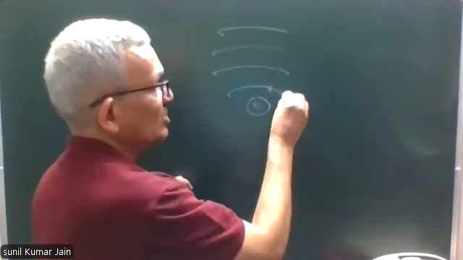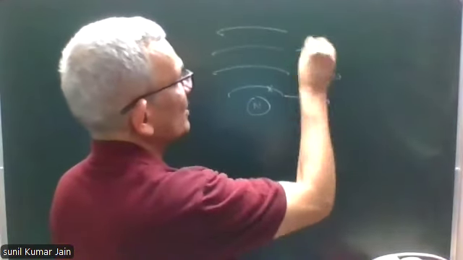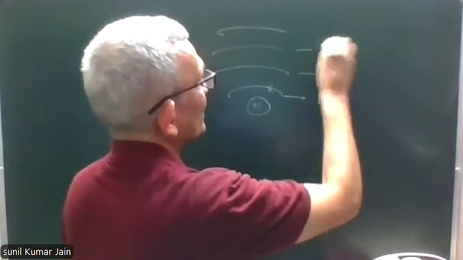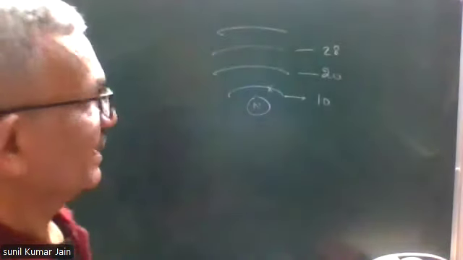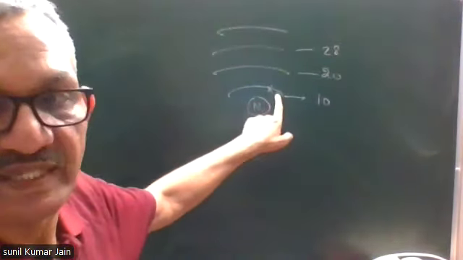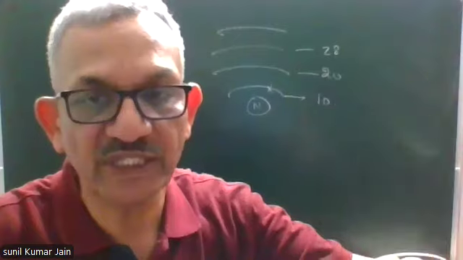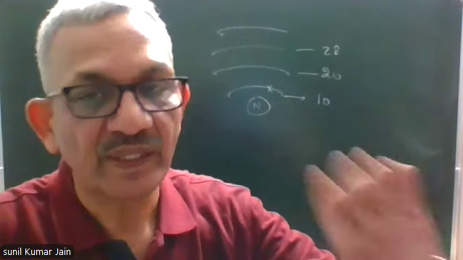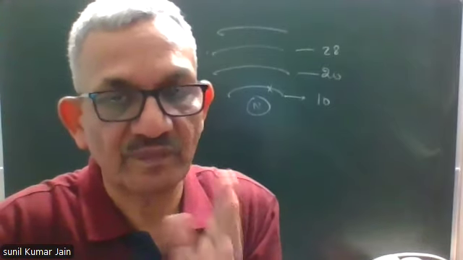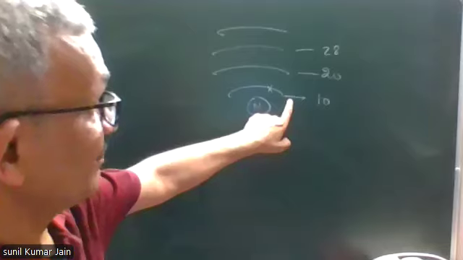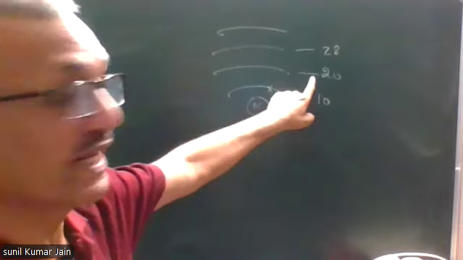Let us say the energy of this orbit is 10 joules. This is 20 joules. This is, let us say, 28 joules, and so on. If the electron is present in shell number 1 and we supply energy in the form of heat or light, means we are supplying packets of energy, then for the electron to jump from shell number 1 to shell number 2, it has to absorb 10 units of energy.